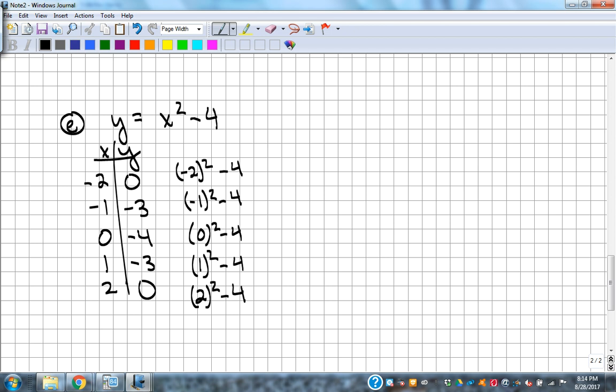That's a weird looking table. Doesn't matter. I got some values. I know some ordered pairs that I can draw a graph with. And that's the key. That's what we're after here, is taking these ordered pairs and building a picture just by picking some x values and finding the y values that go with them. Okay? So I'm going to plot those points. -2, 0. -1, -3. 0, -4. 1, -3. And then 2, 0.